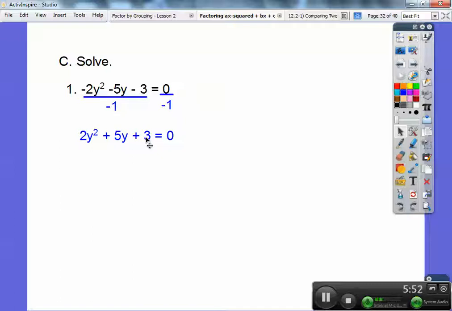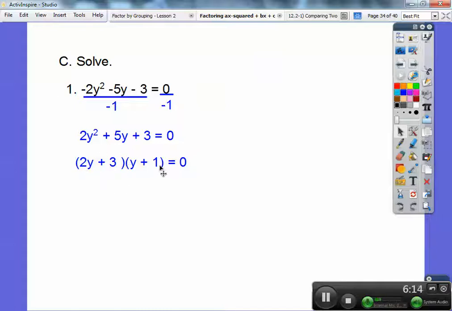2 times 3 is 6. Factors of 6 that add to 5 are 2 and 3. So on this one, it looks like I guessed and checked. It's easy to guess and check because factors of 3 are just 3 and 1. So I either put the 1 here and the 3 here, or the 3 here and the 1 here. And you just got to check and see if it gives me this 5 right here.